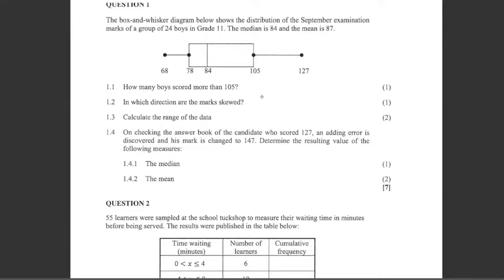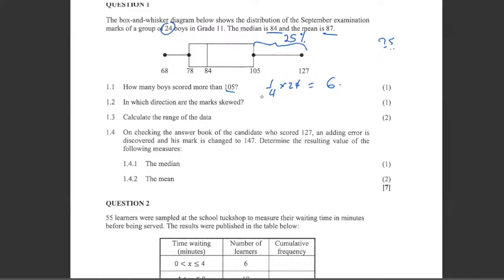Okay. So the median is 84 and then the mean is 87. All right. So if that is the case, let's see. The question is, how many boys scored more than 105? So how many learners do we have altogether? We have 24 boys. So how many scored more than 105? So this percentage of the box and whisker represents 25%. Okay. So I'm going to say a quarter, or I can say 25 over 100 times 24. So a quarter of 24 is basically 6 boys.